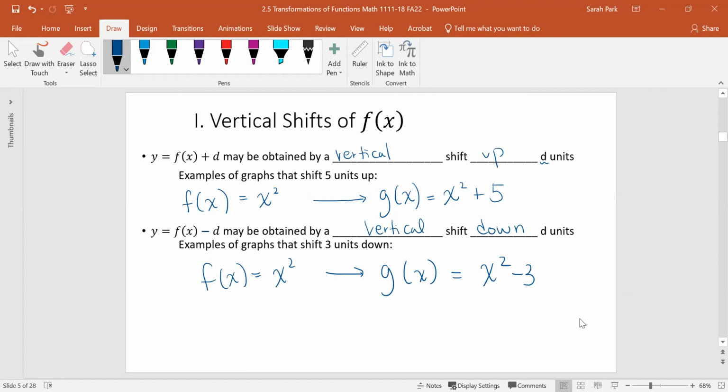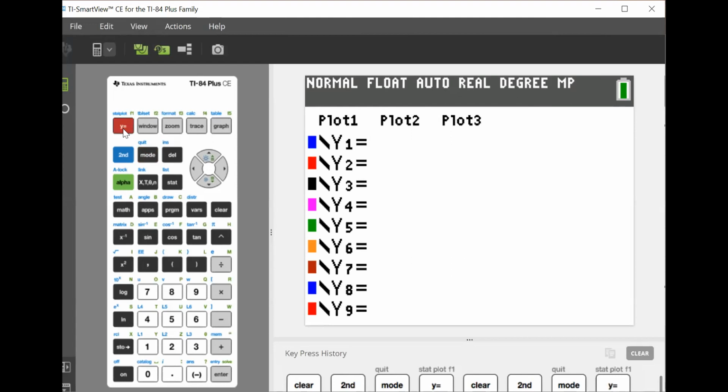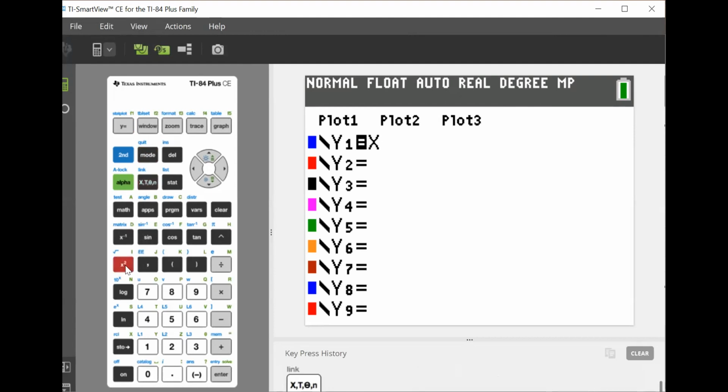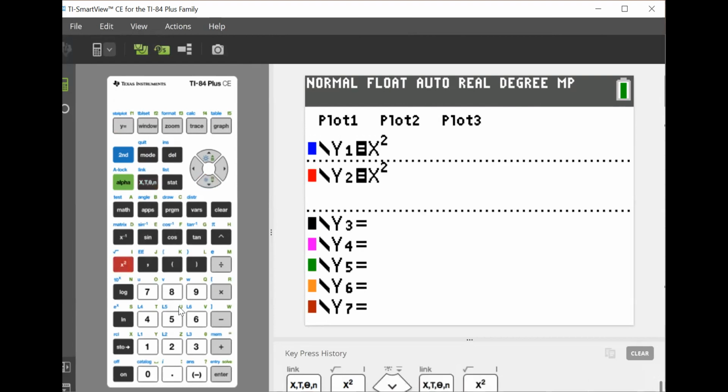Let me show you an example of what that looks like on a graphing calculator. If you have your graphing calculator, I would like you to follow along. To graph any function, we can go to y equals. Let's put our original, or basic, sometimes known as the parent function, there. Let's type in x squared. Then let's take x squared and move it up 5, so we would have x squared plus 5.